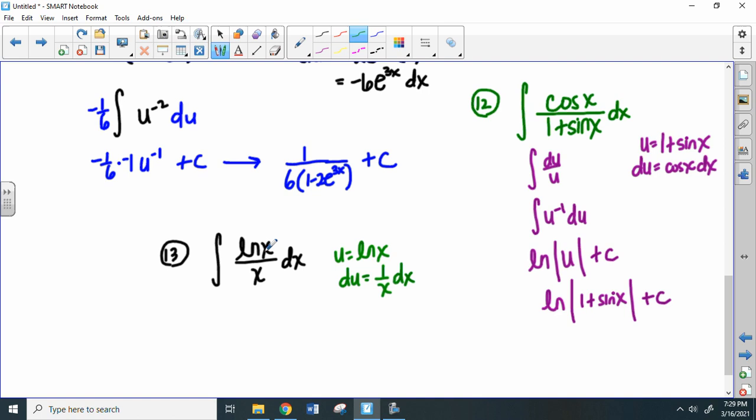And if you think about this, an x on the bottom is the same thing as a 1 over x times the top, times dx. So I actually do have everything that I need. Let's put it all back together and figure out what I'm integrating. 1 over x times dx is my du. ln of x is my u. So all I'm really integrating is u du.